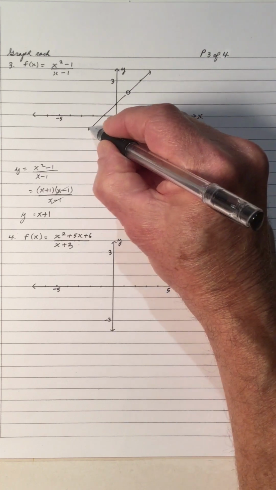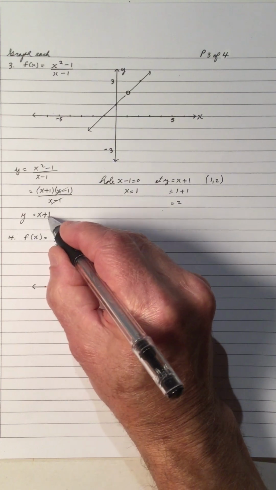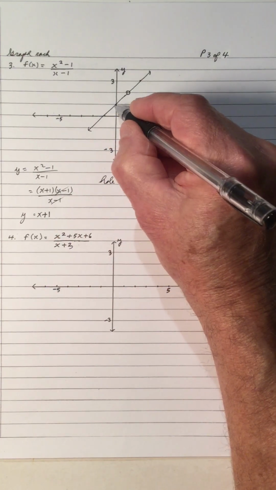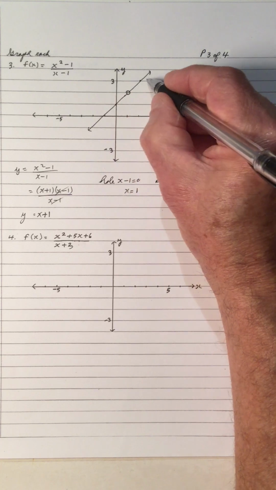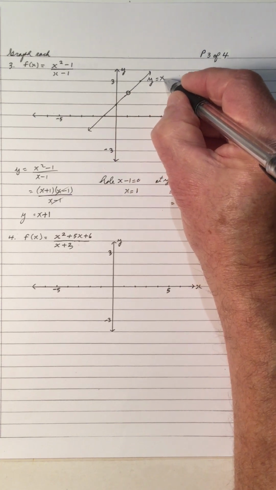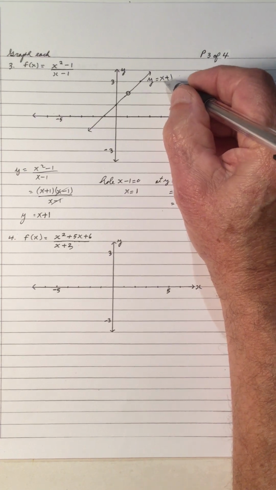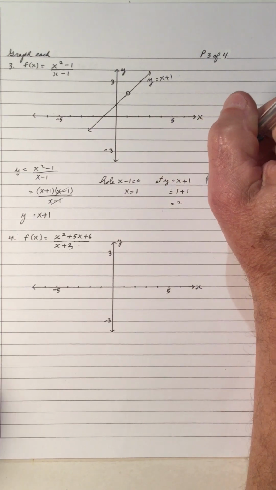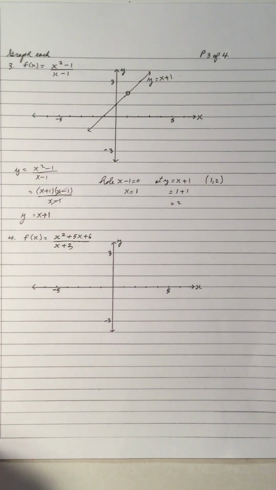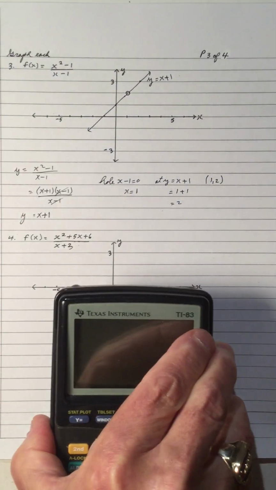So remember, this is a line with a y-intercept of 1 going up 1, right 1. So this line is y equals x plus 1, but it has a hole at this point, (1, 2). Now, I have this on my calculator, so I'll show it to you now.